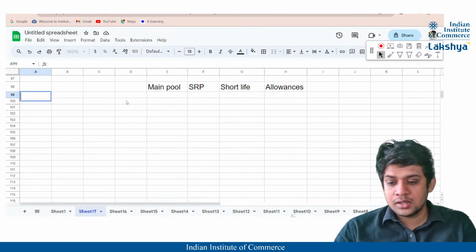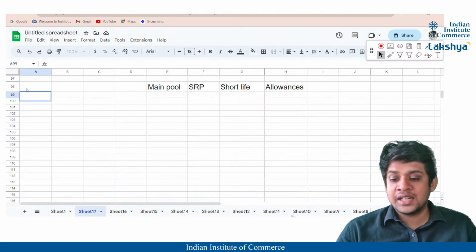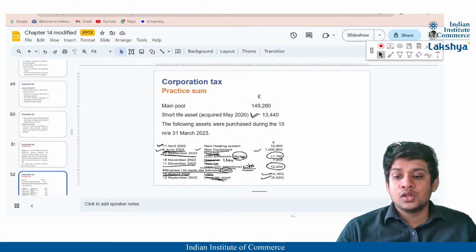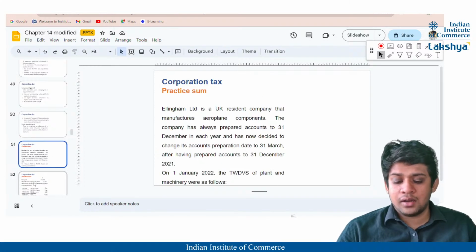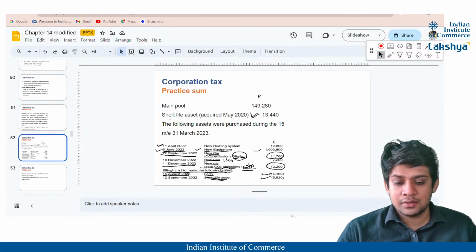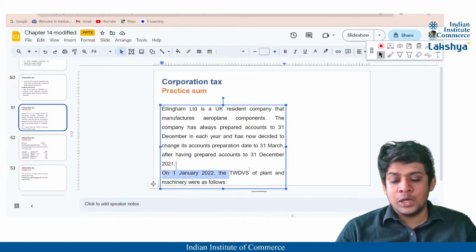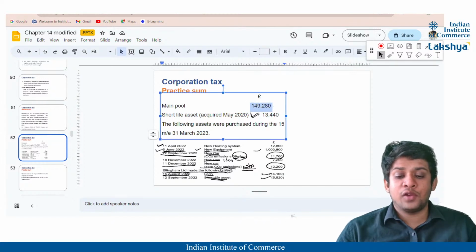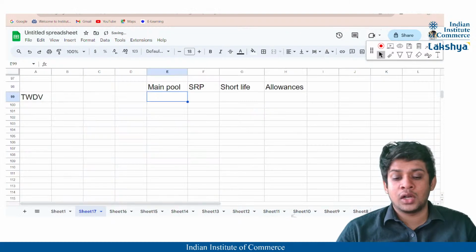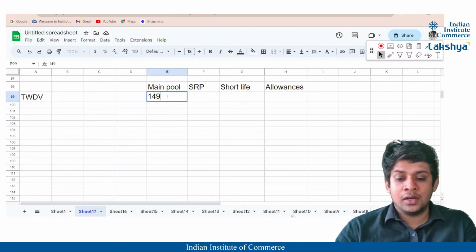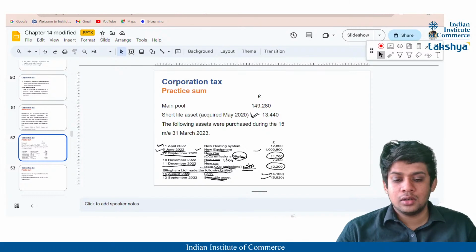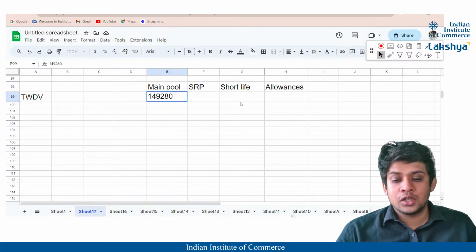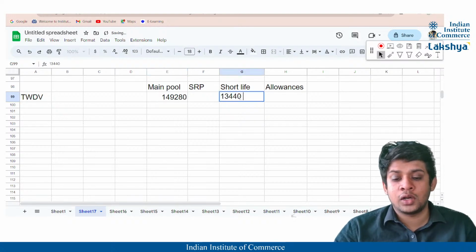Firstly, I'll state the TWDV, that is the tax written down value of my assets which are brought forward. So in the main pool, the TWDV, is it right? Where is that? Yeah, the TWDV zone. So the TWDV for the main pool, it is 149,280. For the short life asset, it is 13,440. And in the short life asset it is 13,440.